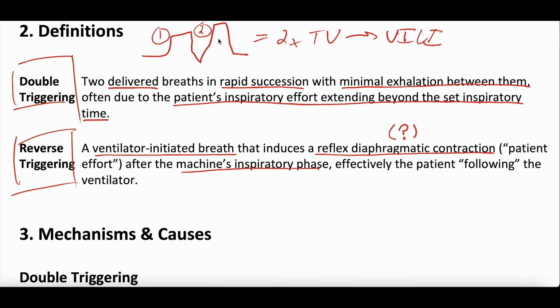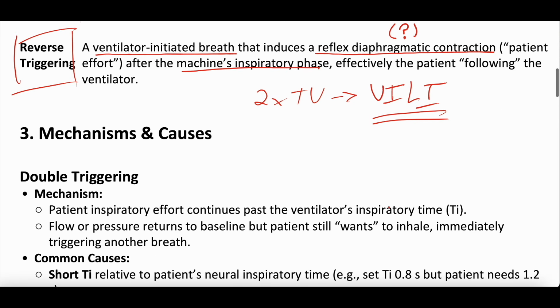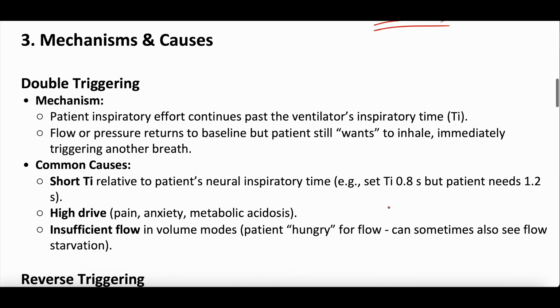There's one breath, second breath, but in double triggering, it's because the patient is trying to breathe longer than the ventilator is giving a breath for. Whereas in reverse triggering, the ventilator gives a breath, it causes the diaphragm to have this reflexive contraction, which then fools the ventilator into thinking they want another breath. Okay? Both, though, can cause 2 times the tidal volume, which can cause not only ventilator desynchrony and patient discomfort, but ventilator-induced lung injury as well. So mechanisms and causes, and we're going to dive more into these concepts too. That was just kind of the brief definitions, but mechanisms and causes.